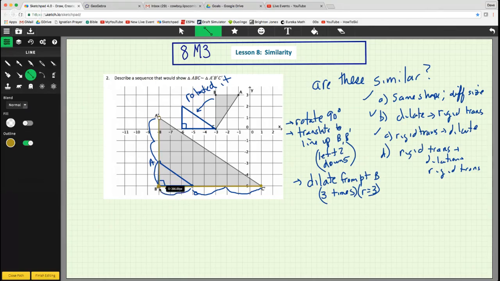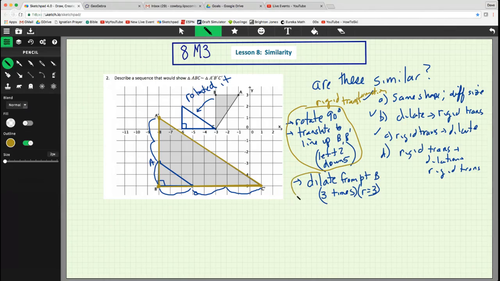So what do we have? We have taken our original triangle and used rigid transformations and then a dilation, and we've created congruent triangles. So triangle ABC is indeed similar to triangle A prime, B prime, C prime. Pretty cool.